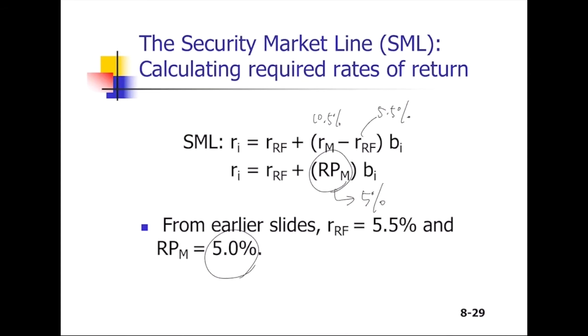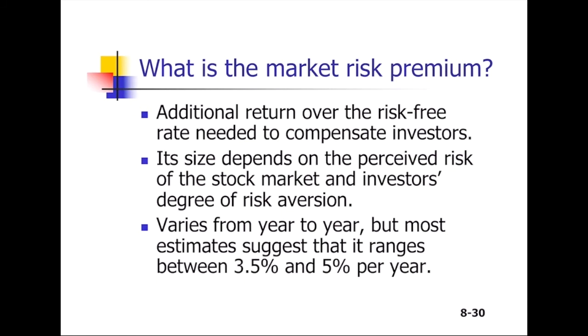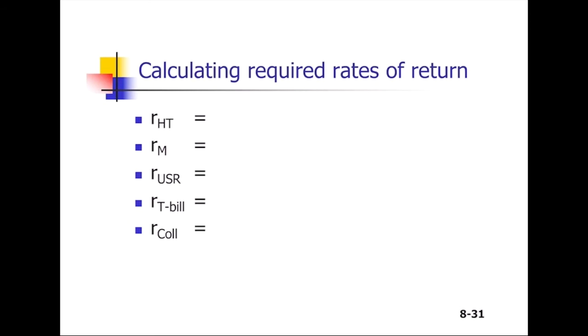Learn more detail about this market risk premium. What is the market risk premium? It is additional return over the risk-free rate needed to compensate the investors. So it depends on the perceived risk of the stock market and investors' degree of risk aversion. So it varies from year to year, but most estimates suggest that it ranges between 3.5% and 5% per year. Security market line, we can calculate required rate of return, right?